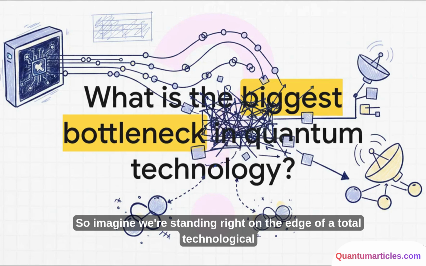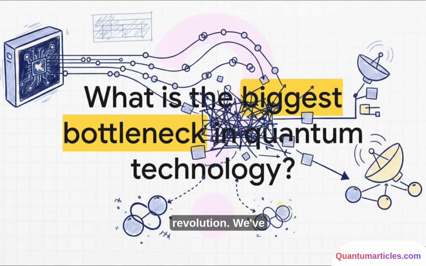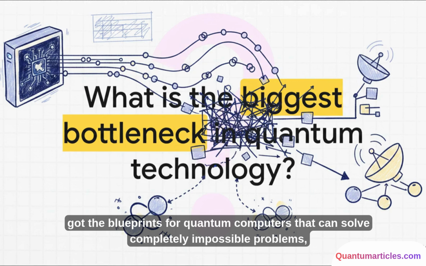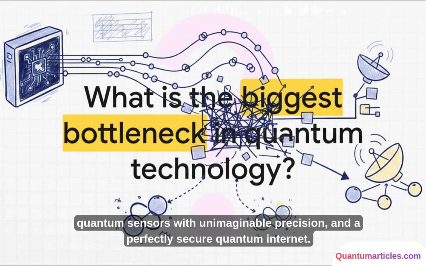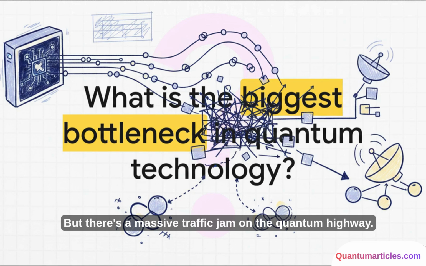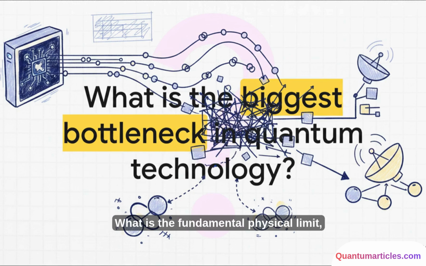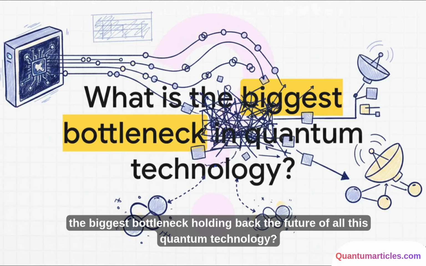So imagine we're standing right on the edge of a total technological revolution. We've got the blueprints for quantum computers that can solve completely impossible problems, quantum sensors with unimaginable precision, and a perfectly secure quantum internet. But there's a massive traffic jam on the quantum highway. What is the fundamental physical limit, the biggest bottleneck holding back the future of all this quantum technology?